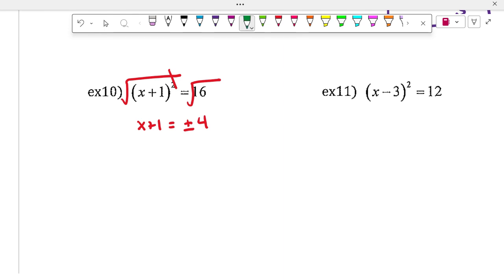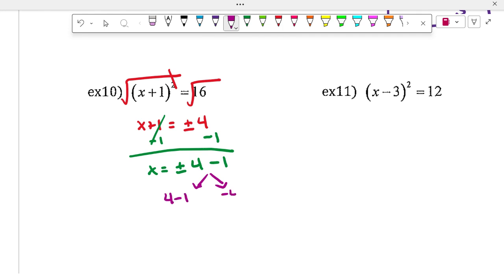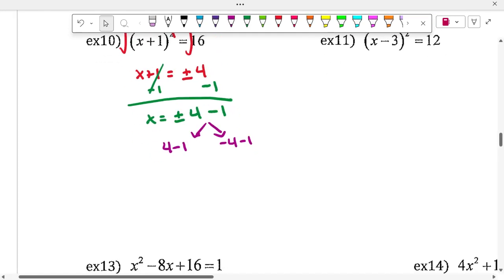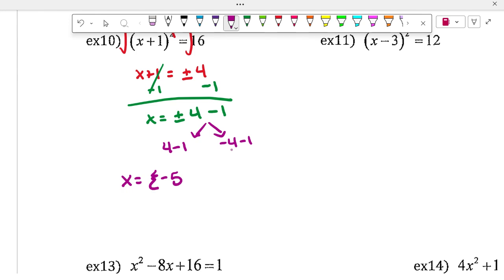So what's my last step? So x is equal to plus or minus 4 minus 1, which, just like Riley said, will separate the plus minus to be positive 4 minus 1, negative 4 minus 1. So x is equal to the set of what? 3 and -5. Negative 5, which is negative 4 minus 1, and 3, which is 4 minus 1.